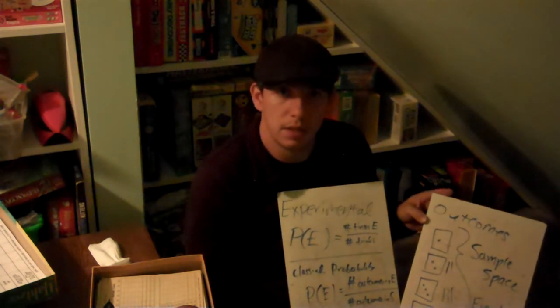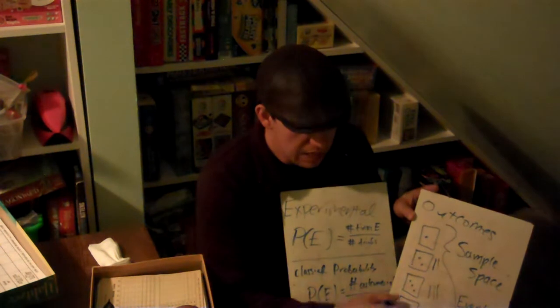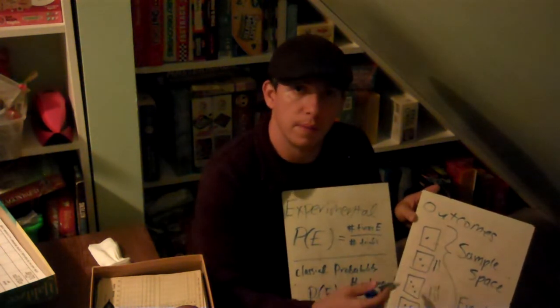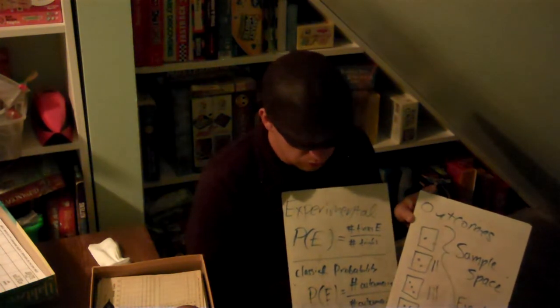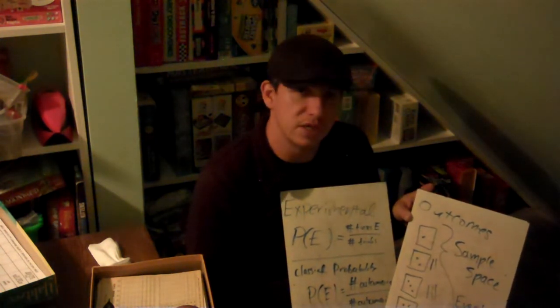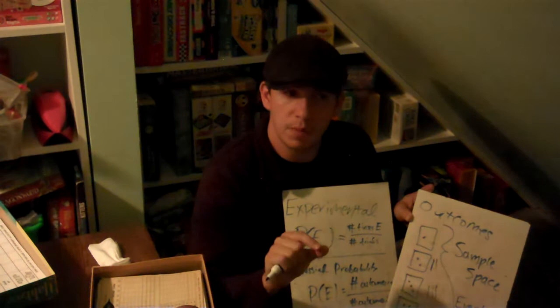Doesn't always happen, but they should be close if you run enough trials in your experimental probability. So the more times you actually roll the die, the closer and closer you should get to the percentage being the same, not the number being the same.